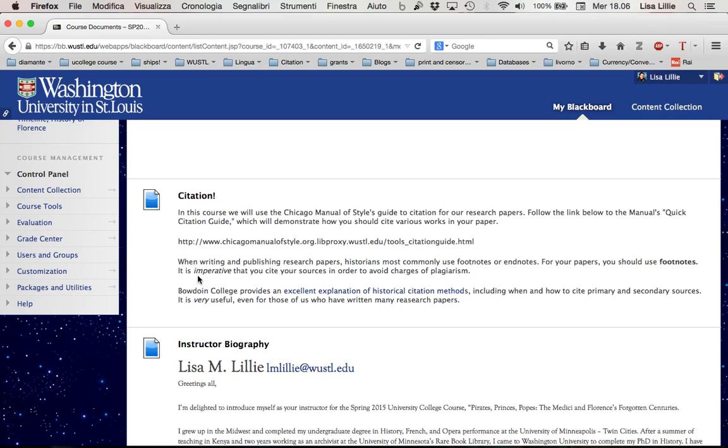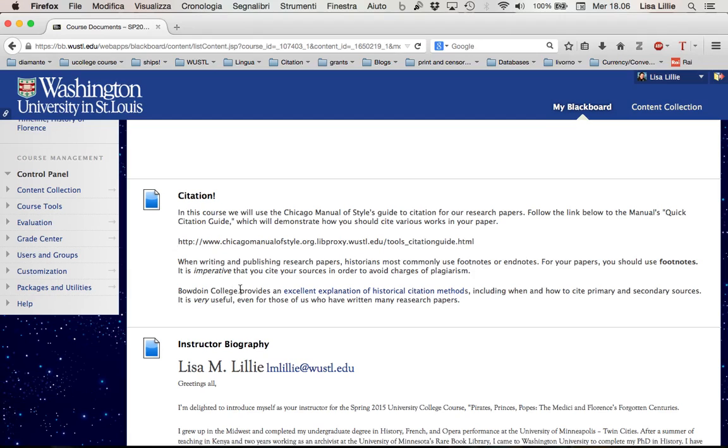We'll talk a little bit more about citation in the coming weeks, but suffice to say, it is of supreme importance that you cite your sources correctly and using the Chicago Manual of Style. So there's a link here to the Chicago Manual of Style's quick guide, so you can take a look at that. That should provide almost all, if not all, of the information that you will need about citing sources. Again, we'll talk about that as we move along.